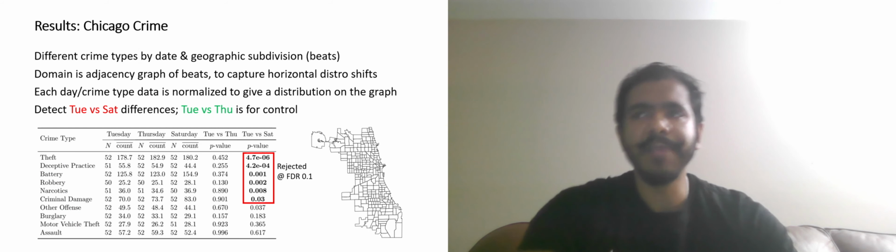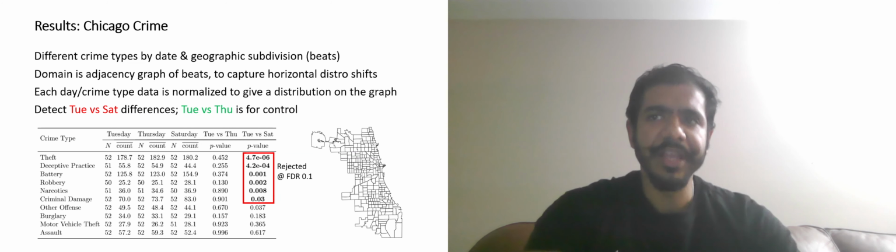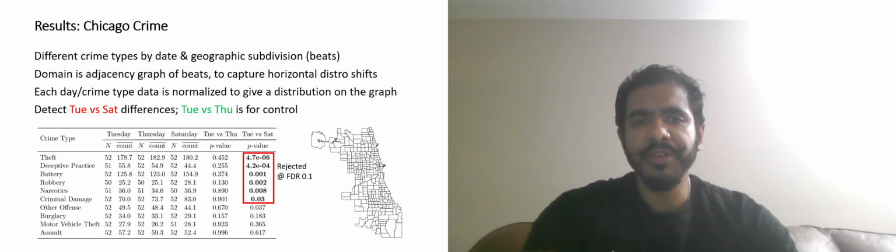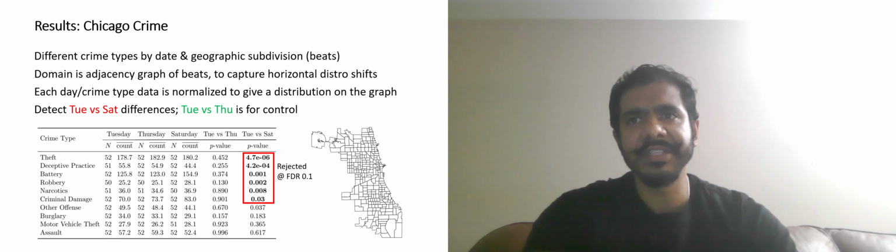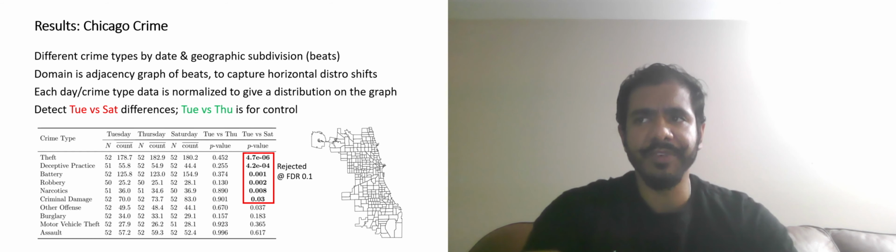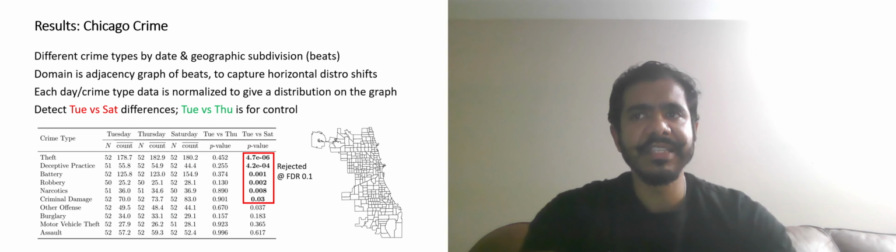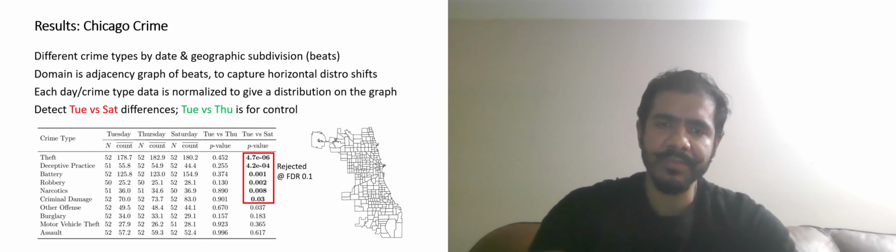Finally, we present an application of our method to the Chicago crime dataset. The unit of observation is the distribution of the type of crime, such as theft, across different geographic areas in Chicago over one day. Using our method, we observe weekday versus weekend differences, namely in Tuesday versus Saturday distributions for 6 types of crimes. No statistically significant differences are detected for Tuesday versus Thursday comparison, which was included as a control or null case since both are weekdays.